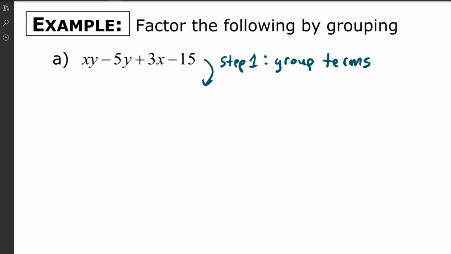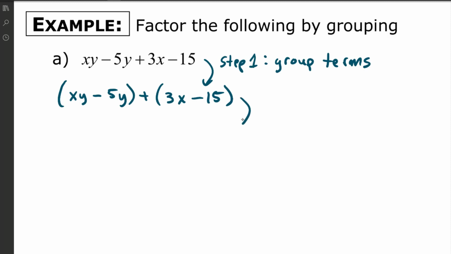When I say group, what I mean is we want to do our first 2 terms together. I usually use parentheses to group them. And then our second 2 terms. If there happened to be a negative on my second set, like minus 3x, I'd put the negative in the second grouping. But this one's just a plus, so I'm going to leave it like this.